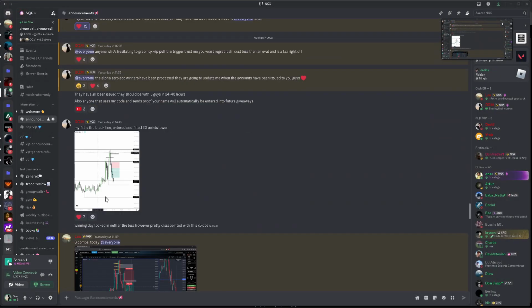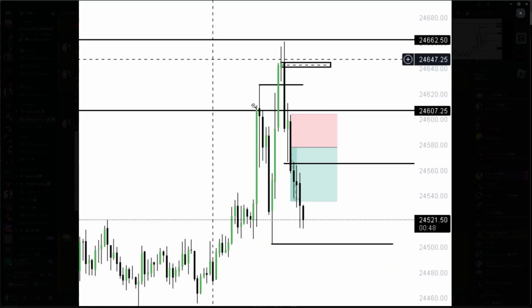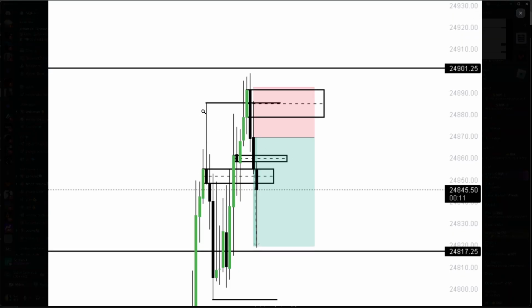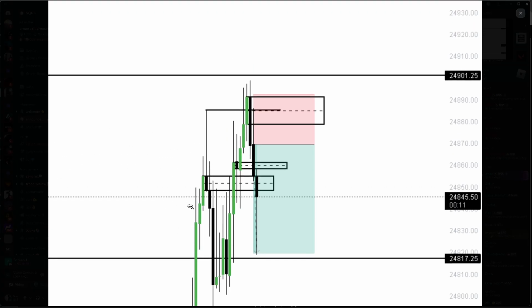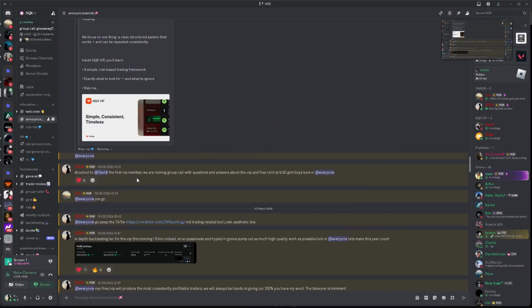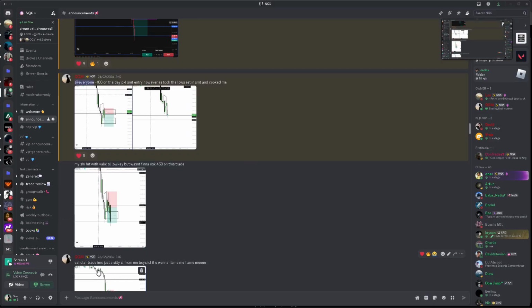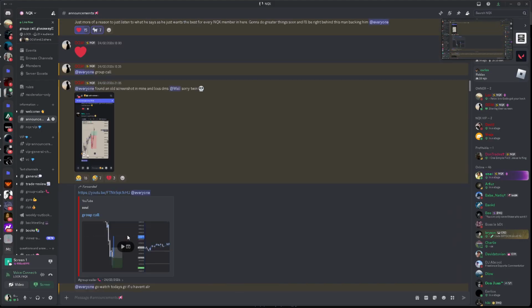What did we see yesterday? We take the external draw of the range, remanipulate, displacement, rebalance, displacement. What did we see on the reversal sequence the day before? Manipulate the external, remanipulate, displacement. Keep going, keep going, keep going. So these are continuation sequences.